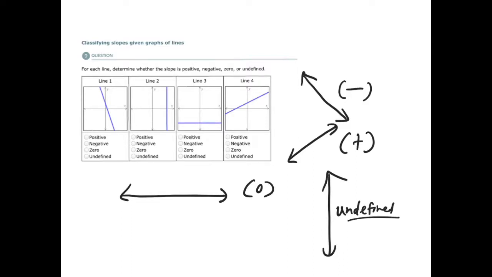Okay, so this one goes down, so it's negative. This one is vertical, so it's undefined. 0, because it goes horizontal, and this one is positive. So you really just need to memorize those different trends.